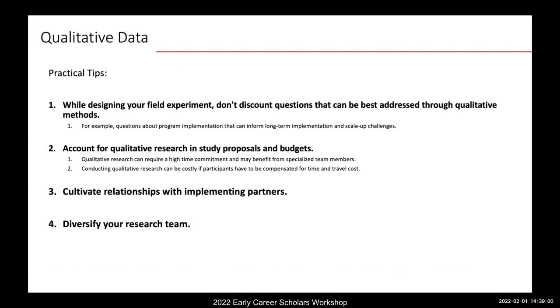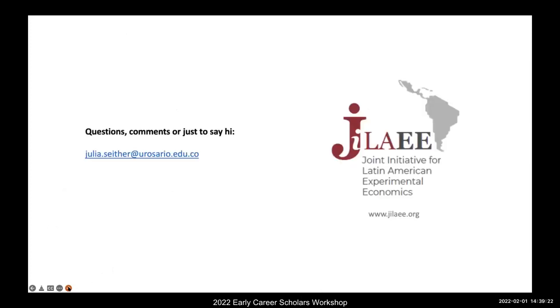And then what you should do is, whenever you have an implementing partner, cultivate your relationships with them and diversify your research team so that you speak to your implementing partner in detail and can figure out what they are doing. And optimally, you would want to have somebody on your research team that actually knows how to do qualitative data collection, because that's important.